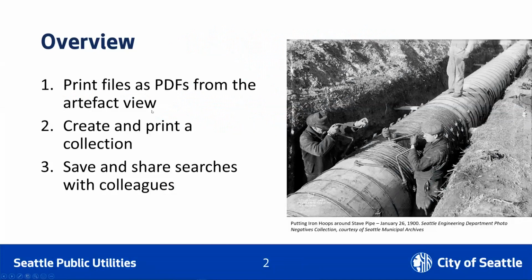There are three ways to save records from SeaDIR. Files can be printed and saved individually from what's known as the artifact view. Files can be gathered together in a collection and printed together as one PDF, or searches can be saved for later use and even shared with colleagues who also have access to SeaDIR.